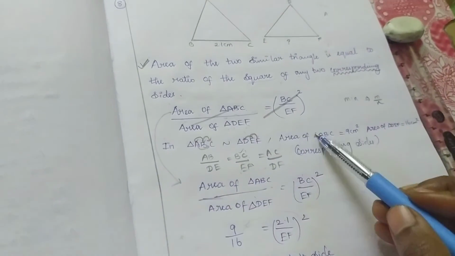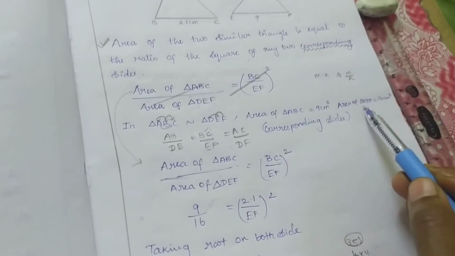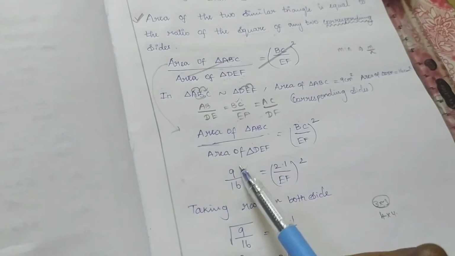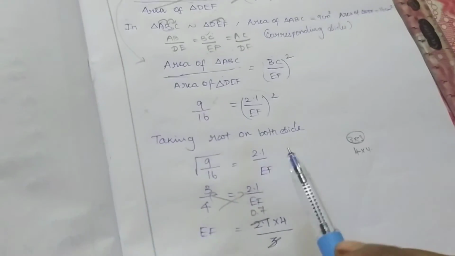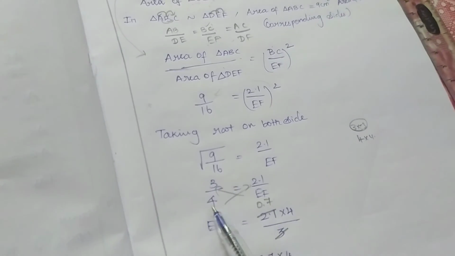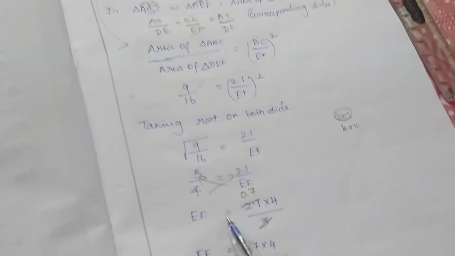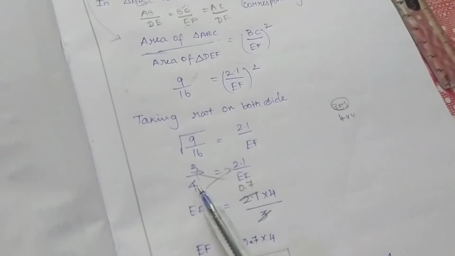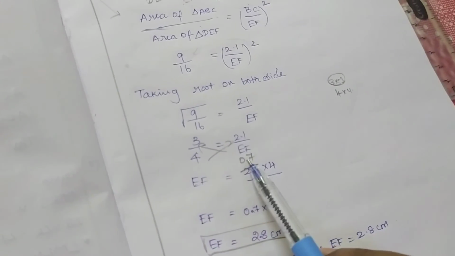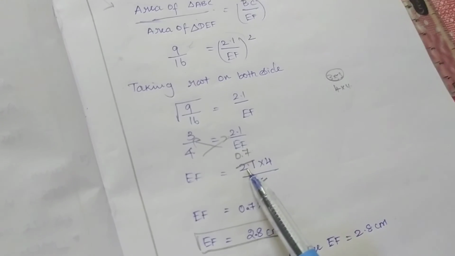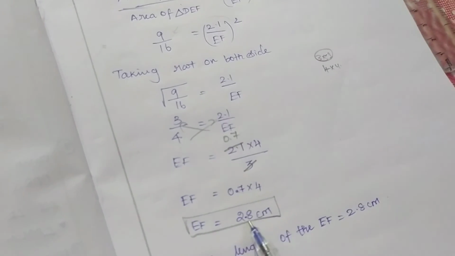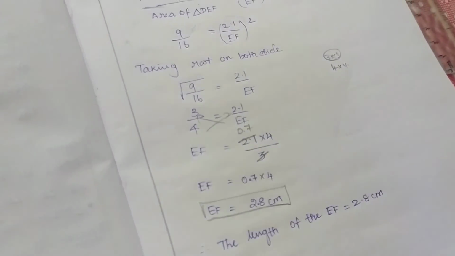I am substituting the areas of the triangles, this is 9 and this is 16. So I am taking root on both sides. You can directly move to this, and for your convenience I am writing. The root of 9 is 3, and of 16 is 4. So 3 by 4 equals 2.1 by EF. So EF, by cross multiplication, denominator moves to the numerator, numerator moves to the denominator. Cancelling, in the 3 table this is 7 times, but it's mentioned a point, so 0.7. So 0.7 into 4 brings 2.8. So the length of EF is 2.8 centimeter.